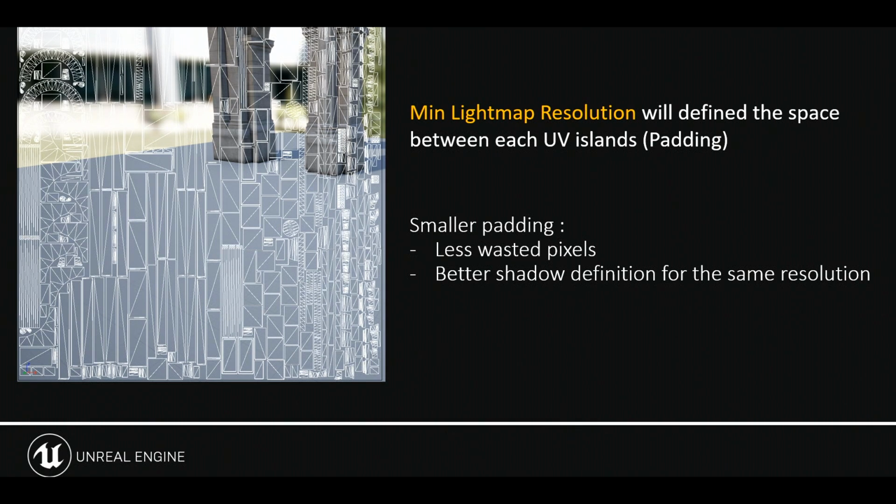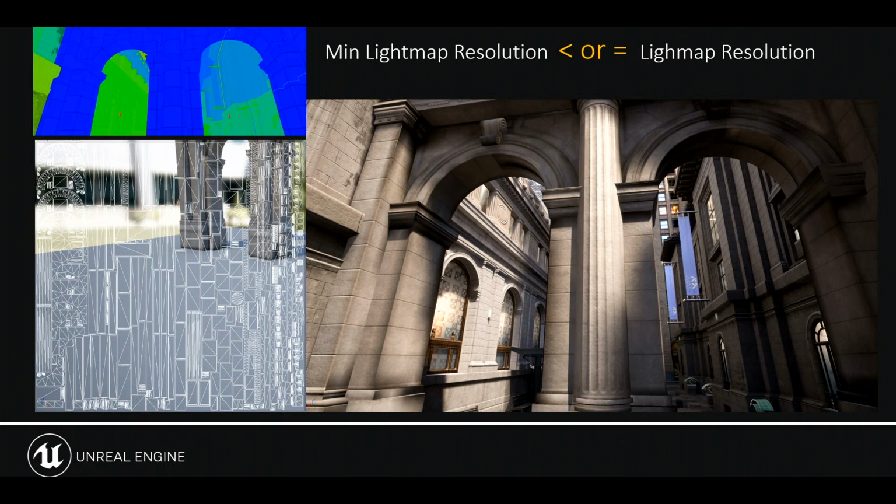Also, I recommend trying to get the unpacking as tight as possible. First of all, because you don't waste as many pixels between each island, and that gives you better shadow definition for the same resolution. Always remember that the minimum light map resolution needs to be less than or equal to the light map resolution. You have two parameters to set, and usually I keep them almost always at the same value.